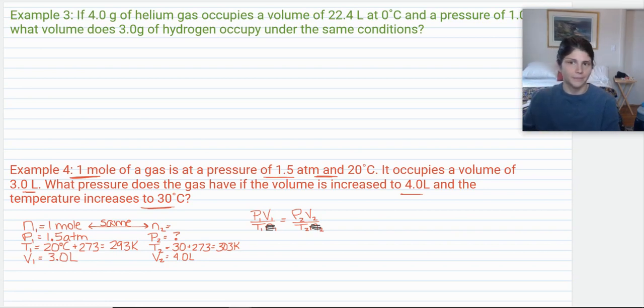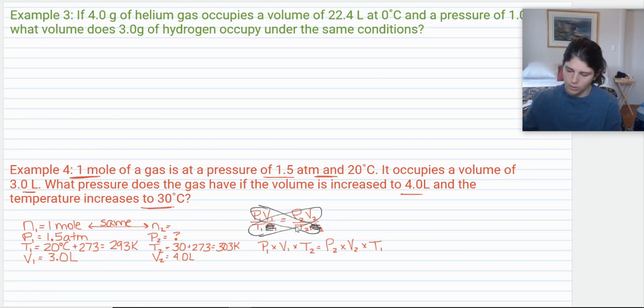Cross multiply here. Let's do it. So all I did was use the equal sign as a medium to cross multiply. And I got P1 times V1 times T2 equals P2 times V2 times T1. What variable is unknown? Well, if I read my variables here, I'm missing P2. So I'm solving for this variable right here. How do I get it alone?